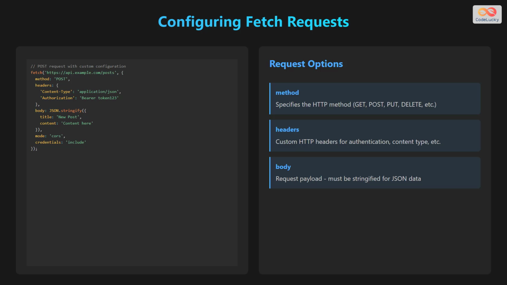Other options include mode and credentials. Mode is used for cross-origin requests, and credentials are used for authentication. In the code example, a POST request is made with custom configuration. The method is set to POST. The headers are set to content type application/JSON, and authorization with a bearer token. The body contains the title and content, and it is converted to a JSON string. Mode is set to cors and credentials is set to include.